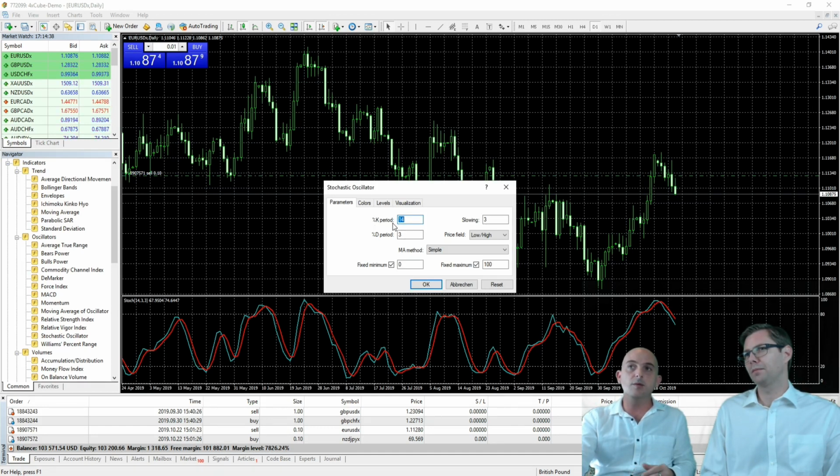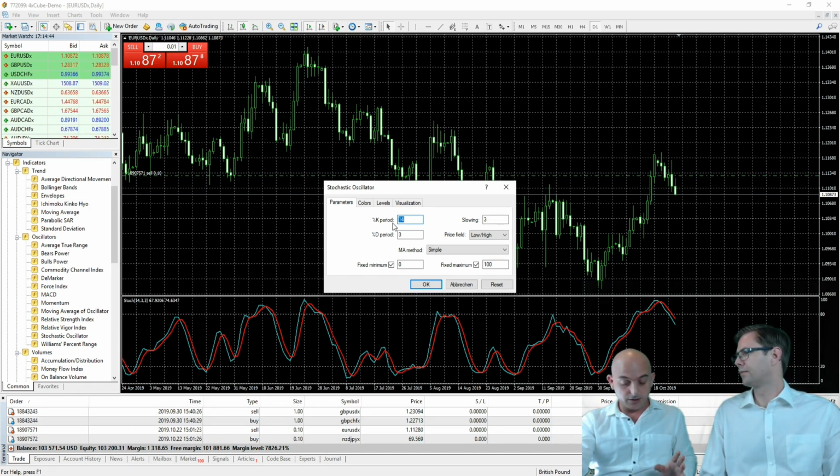If we go into properties again, into the parameters section, you'll see that we've got the percentage K period, which I may as well explain exactly. It's a little bit more complicated than that. A 14 period percentage K would use the most recent close, the highest high over the last 14 periods, and the lowest low over the last 14 periods.